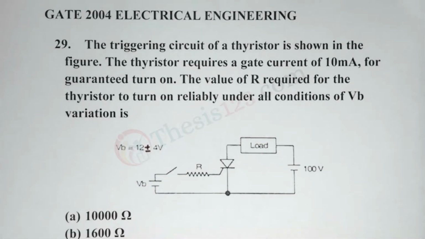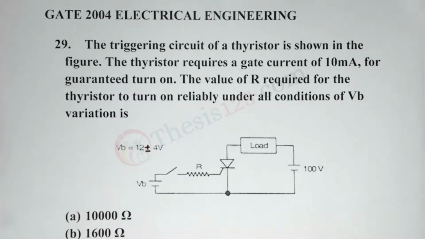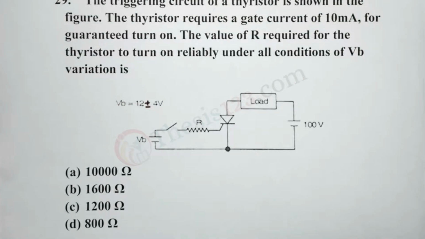Here's the next question, number 29. The triggering circuit of a thyristor is shown in the figure. The thyristor requires a gate current of 10 milliamps for guaranteed turn-on. The value of R required for the thyristor to turn on reliably under all conditions of VB variation is. So take a look at the figure over here. We have VB and the value is given as 12 plus or minus 4 volts. And our 4 options are 10,000 ohms, 1600 ohms, 1200 ohms and 800 ohms.